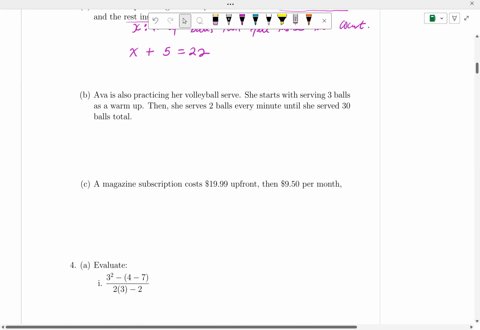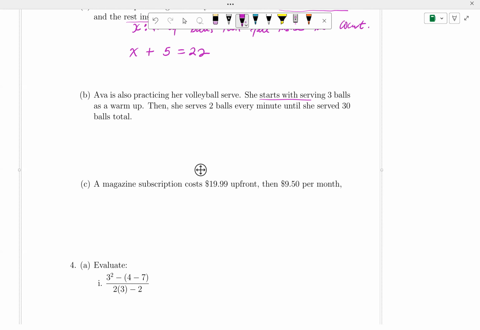The second question, Ava is also practicing her volleyball serve. She starts with serving 3 balls as a warm up. Then she serves 2 balls every minute until she's served 30 balls in total. So we know that Ava started out with serving 3 balls. So I guess what's missing here is the total number of balls. We'll say, let's use T for total. T is the total number of balls served.